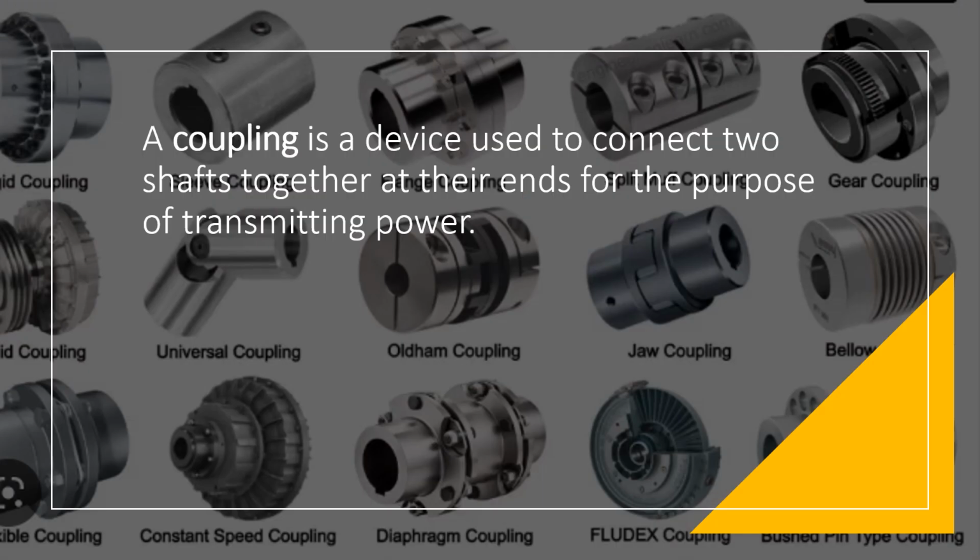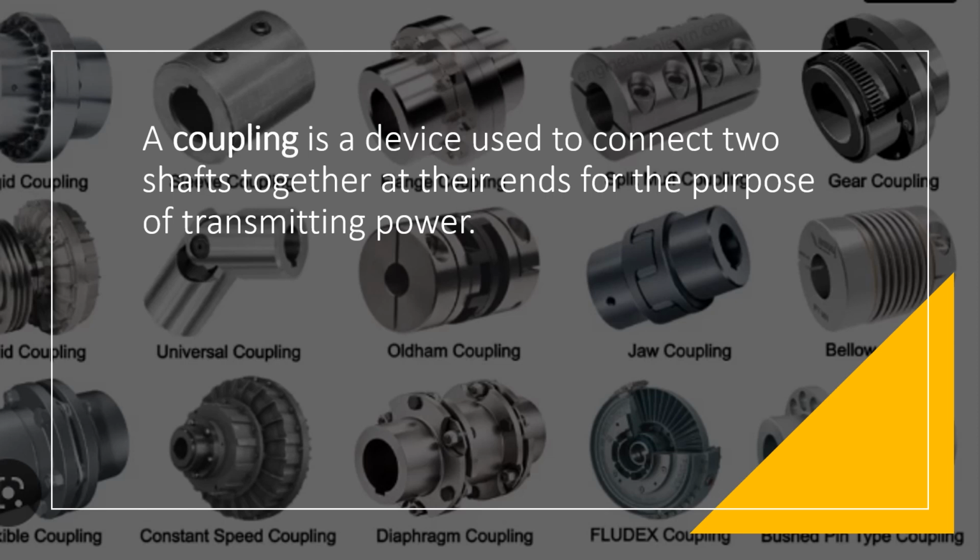So the definition of coupling in easy terms: a coupling is a device used to connect two shafts together at their ends for the purpose of transmitting power. So there are two shafts. One is the driver, another one is the driven. The interconnection between driver and driven is done by the coupling.